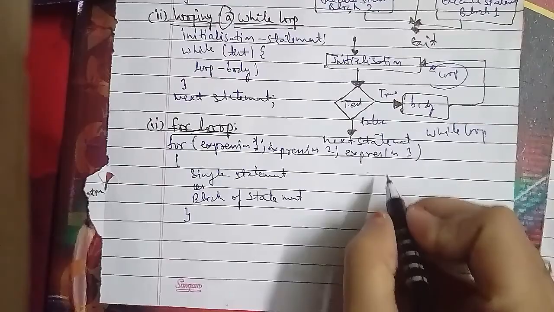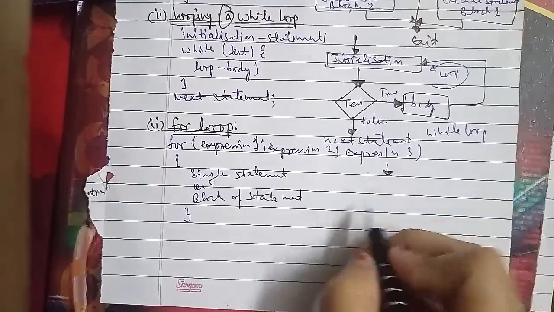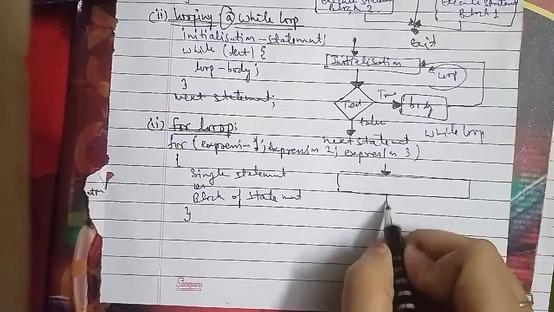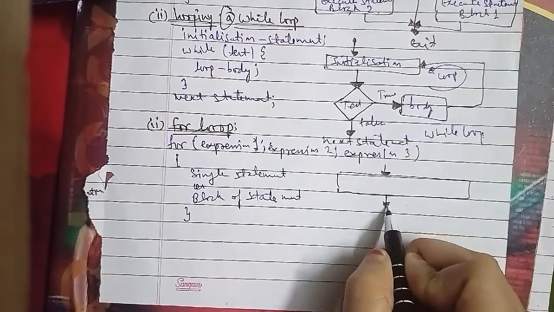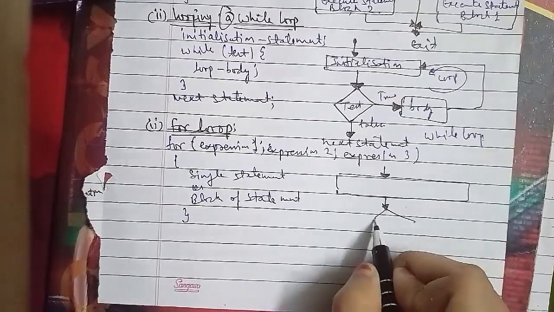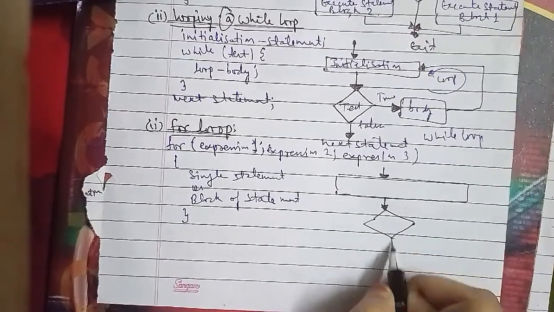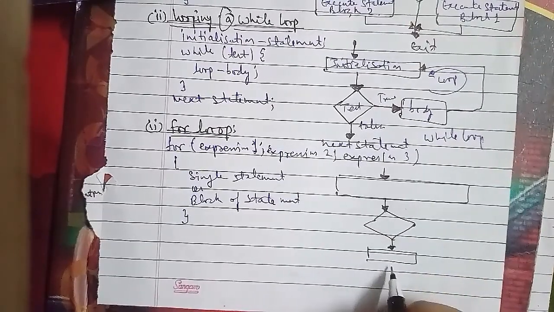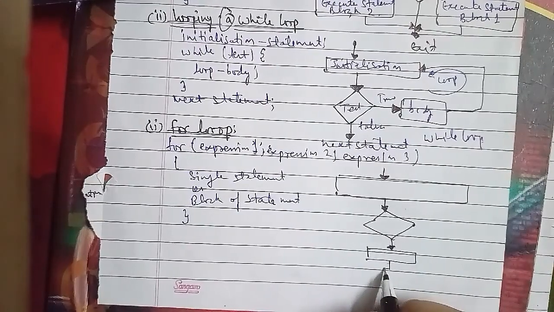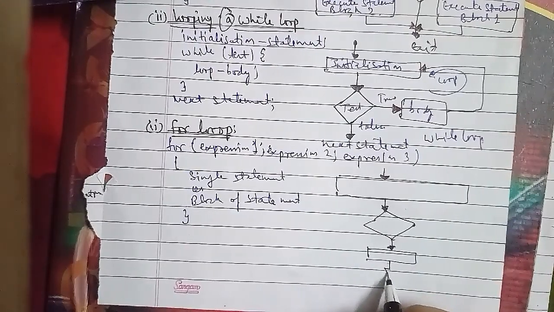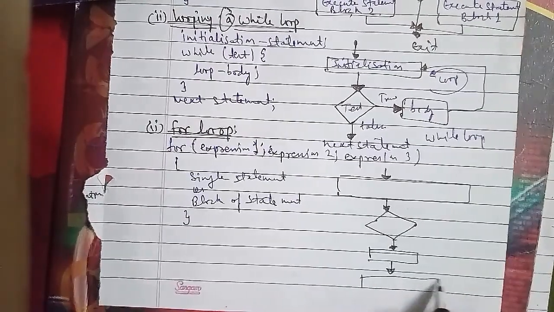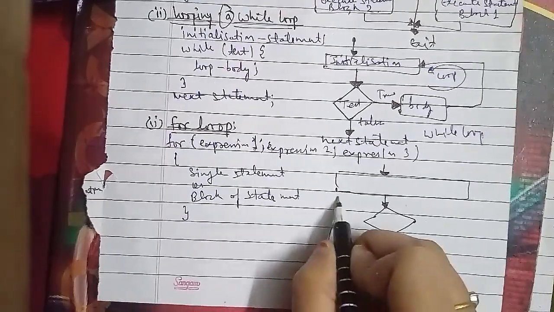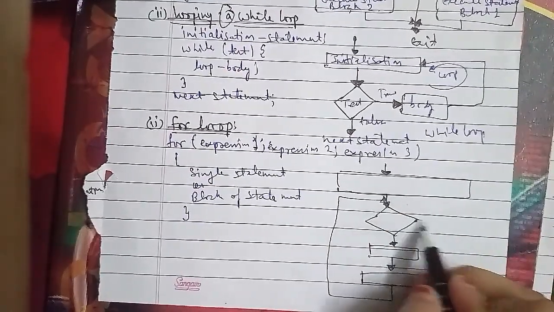Let's go ahead with the detail of this. This is your initialization, then we have a condition. If the condition is true, then the body, and then of course the incrementation. After that it goes again to the condition, and then it follows the path again, and if it is false, then it will not work, it will exit here.